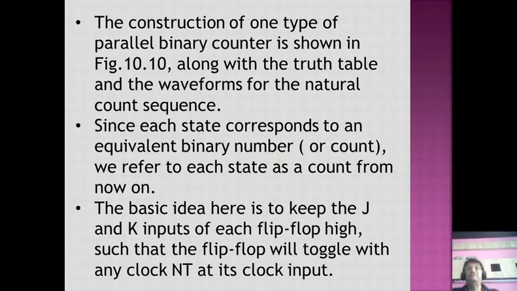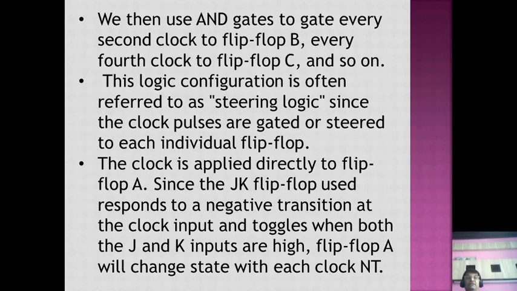The construction of one type of parallel binary counter is shown in figure 10.10 along with the truth table and waveform for the natural count sequence. Since each state corresponds to an equivalent binary number or count, we refer to each state as a count from now on. The basic idea here is to keep the J and K inputs of each flip-flop high such that the flip-flop will be toggled with every clock negative transition at its clock input.